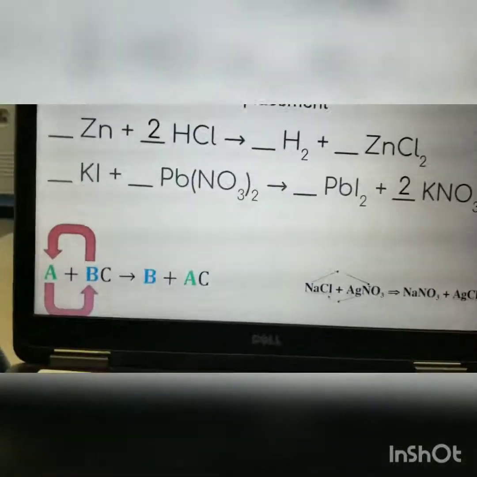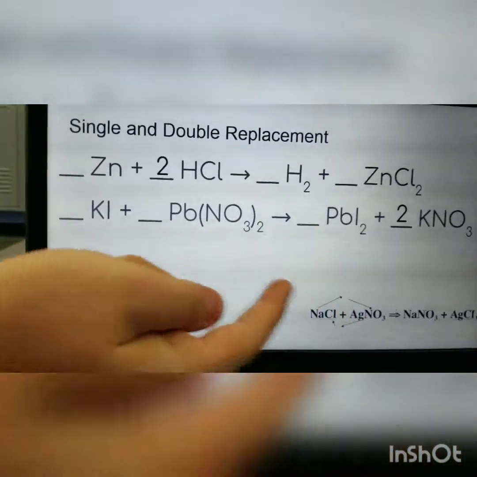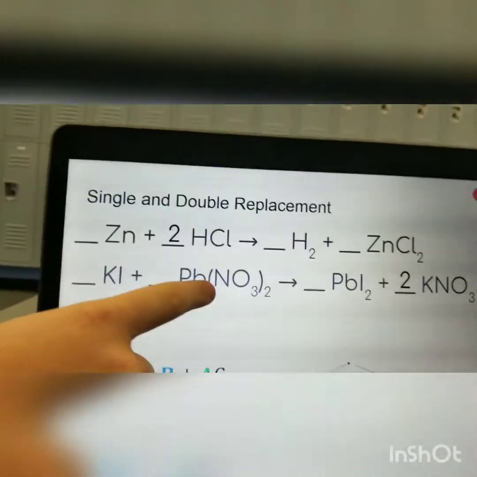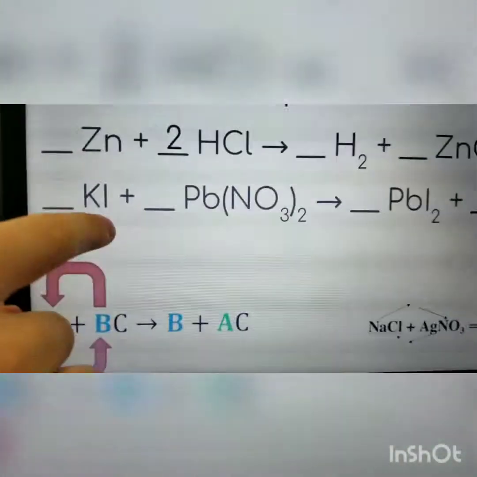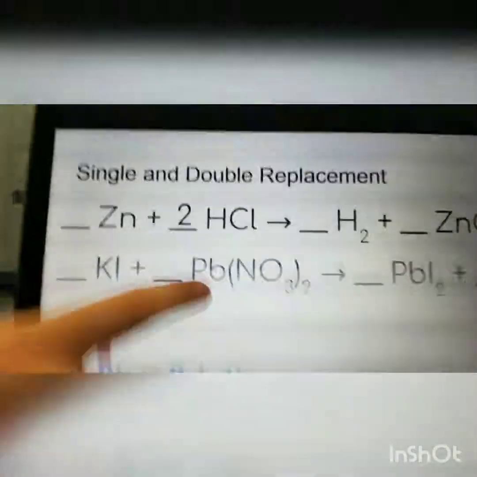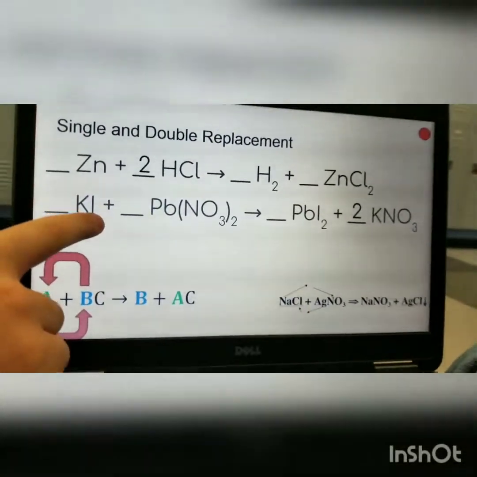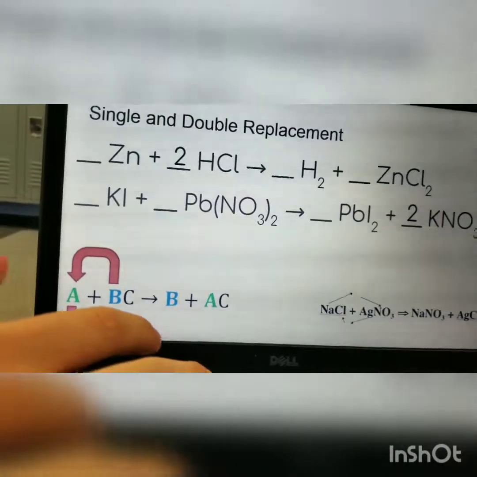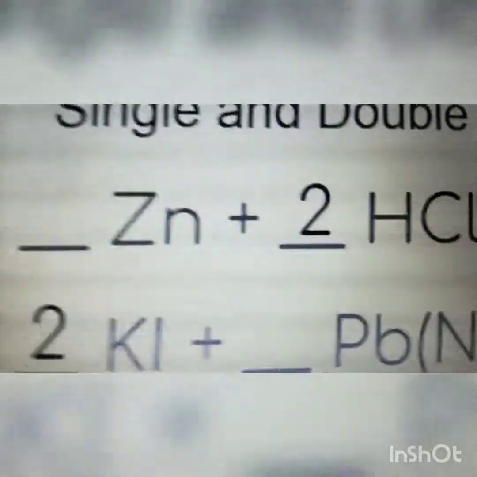And then this one, I've already accidentally started balancing this one, but if you see here, we have K and Pb swap places, and then NO3 swaps places with I. So now they're all together, a big happy family, and we still have to put another number to balance it, and look, we now have a perfectly balanced equation.